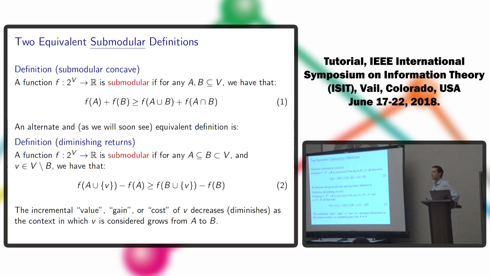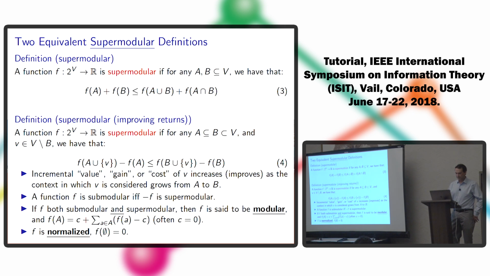So that's diminishing returns. In other words, it says that as you go from A to B, you're getting more stuff. If you think about this as a value function, the more you have, the less valuable anything you don't have becomes. v becomes less valuable as you get more stuff. And that's diminishing returns. So I want to also talk about the definition of a supermodular function.